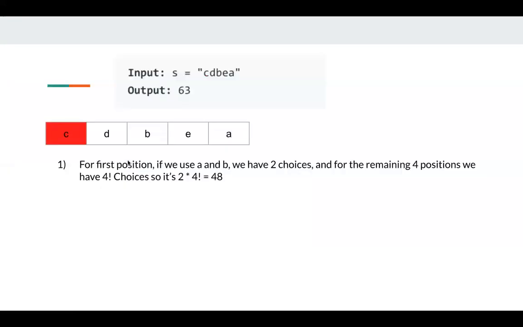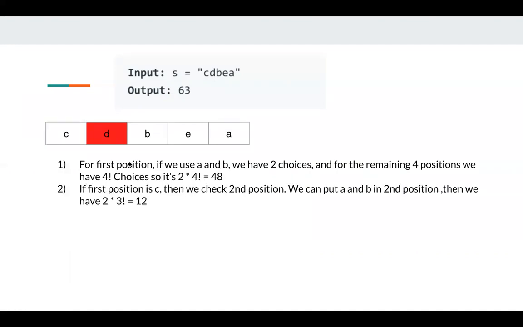Okay, so let's take this example. There are no duplicates, so let's take this example first. The first character is C. So we can put A and B in the first position since they are all smaller than C. If we put A and B in the first position, we have 2 choices. And for the remaining 4 characters, we have factorial of 4. So the count is 48.